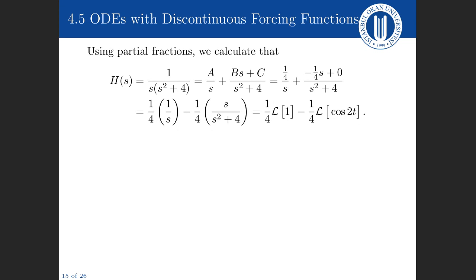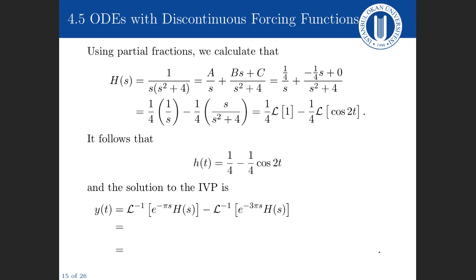We should find that capital H is 1/4 multiplied by the Laplace transform of 1 minus 1/4 multiplied by the Laplace transform of cos 2t. So of course, small h is 1/4 minus 1/4 cos 2t. Now that we know small h, we can move on to finding small y.